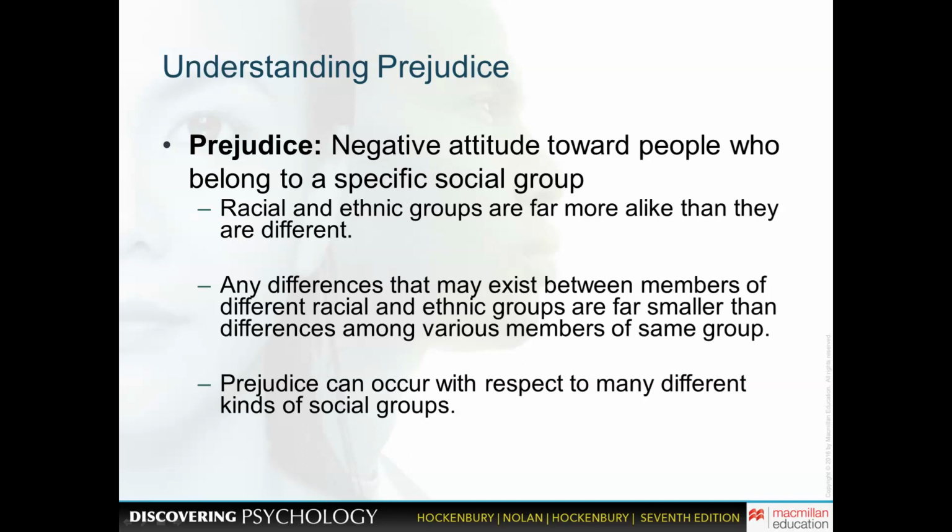Okay, we're going to switch gears just a little bit here, and we're going to talk about how we understand prejudice, when we tend to have prejudice against others. So that's basically prejudice. A good definition is a negative attitude toward people who belong to a specific social group. I gave some examples like racial and ethnic groups. That's a specific group.